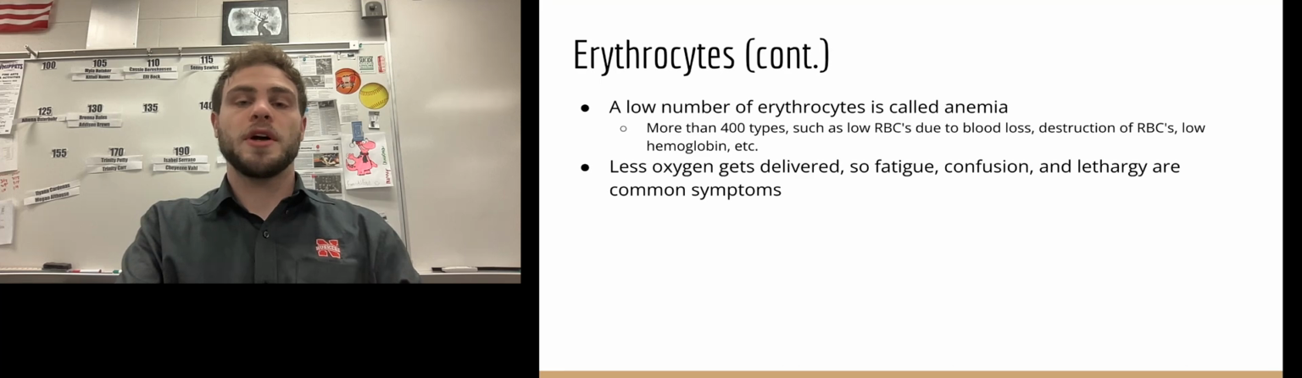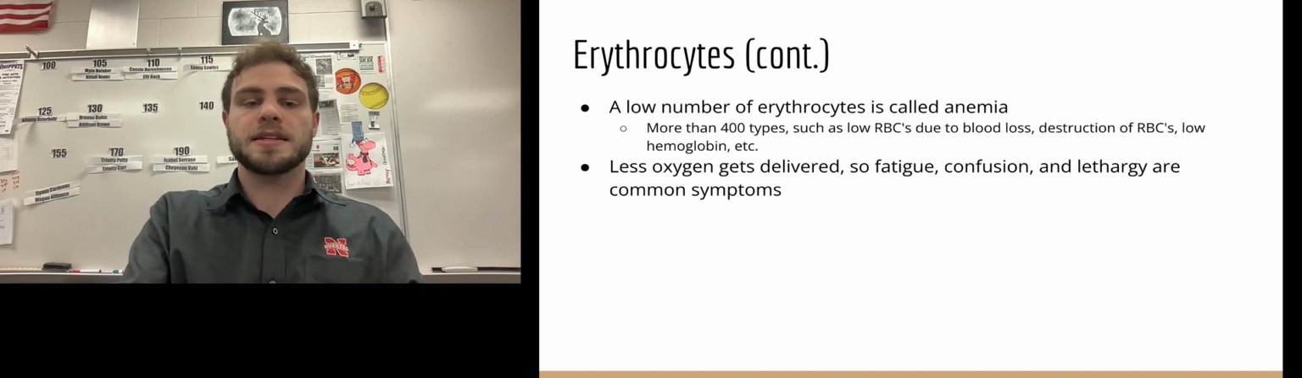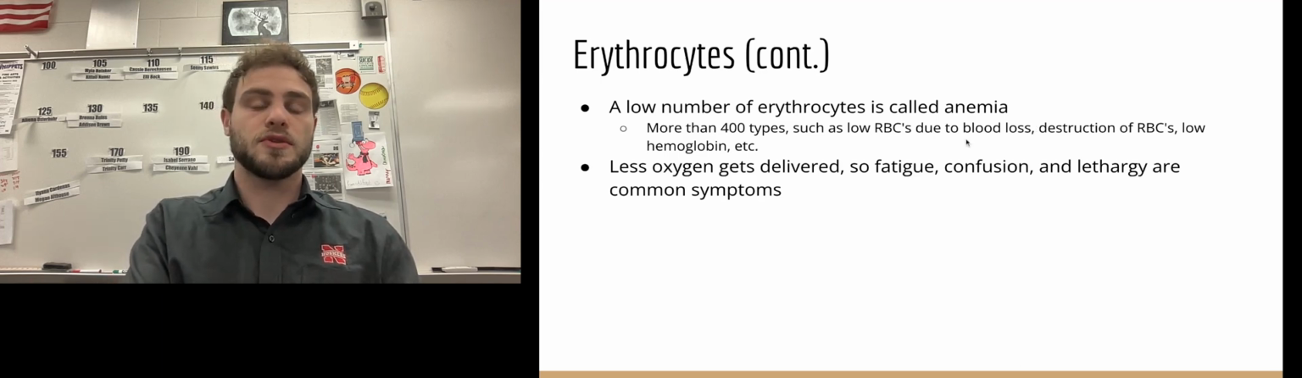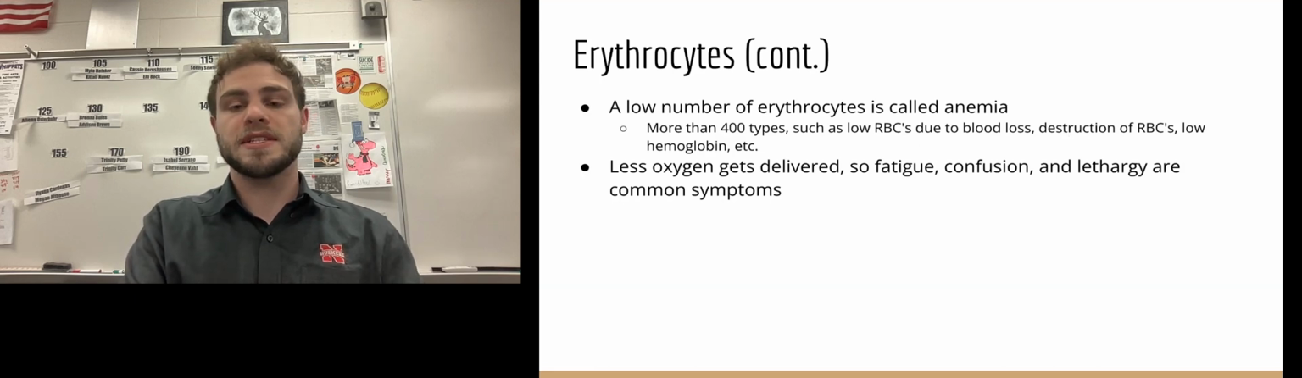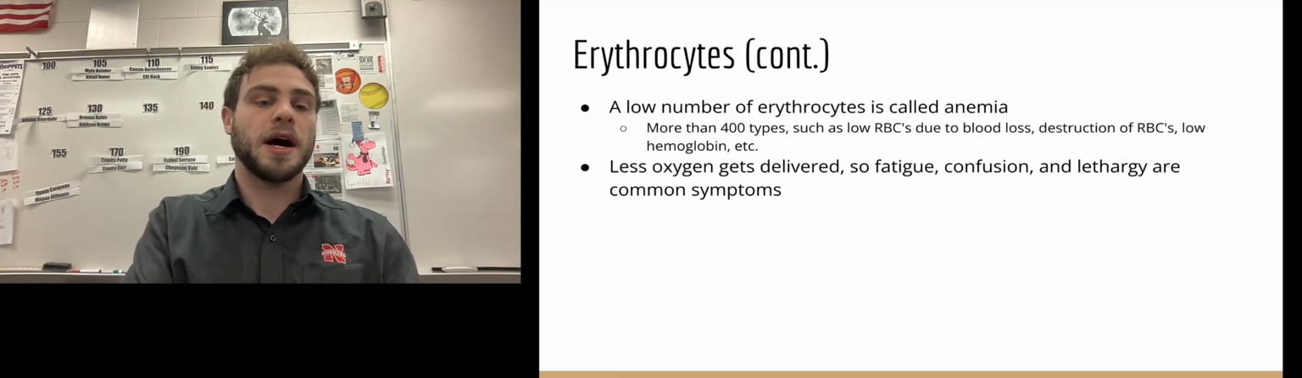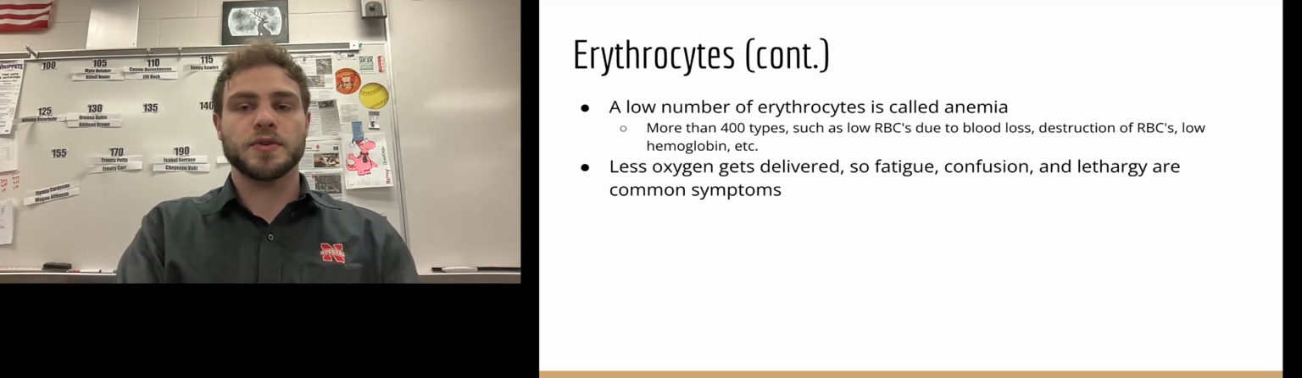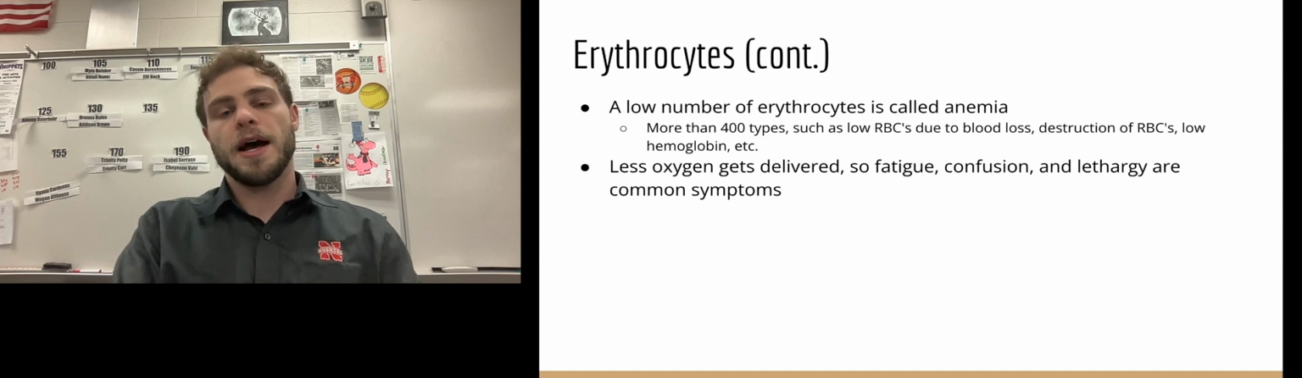A low number of erythrocytes is called anemia. There's many, many different types of anemia with all sorts of different causes. Generally, just a low number of them causing some sort of lack of oxygen delivery is going to be a general anemia. It can be caused by things like losing a bunch of blood, or some sort of autoimmune disease that's causing your body to destroy red blood cells. Maybe you don't have enough iron in your body, and so you can't create hemoglobin, which means you can't create red blood cells.